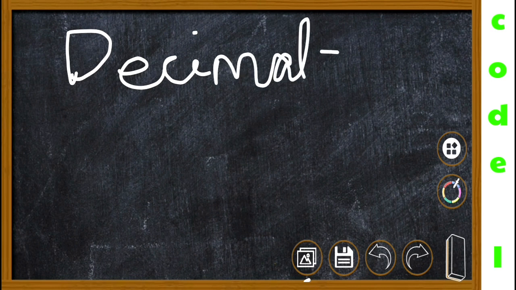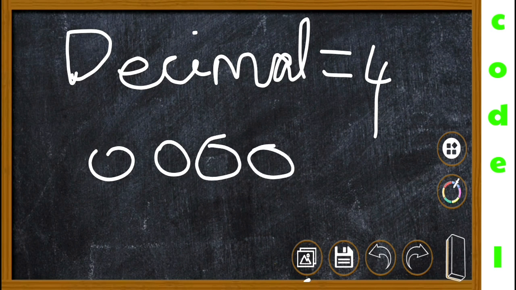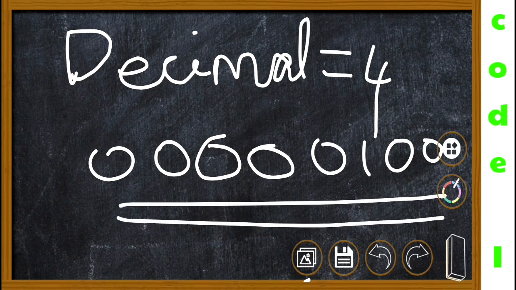This answer represents the decimal value 4, that is 0 0 0 0 0 1 0 0. This was our answer.